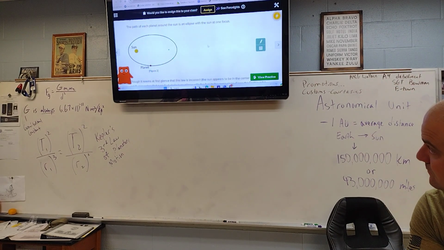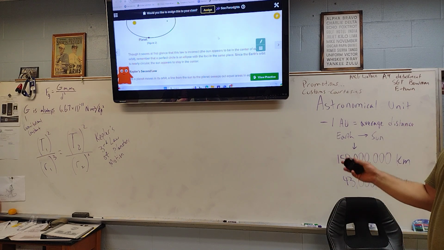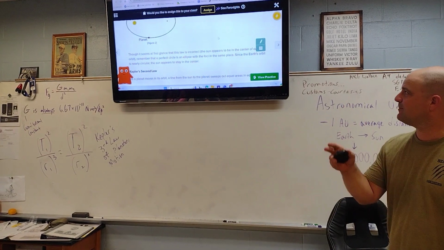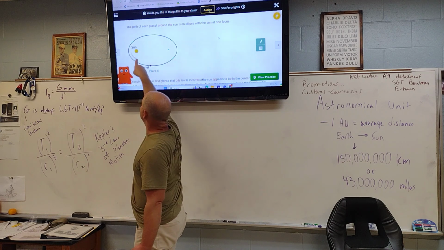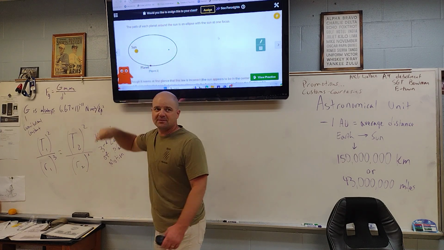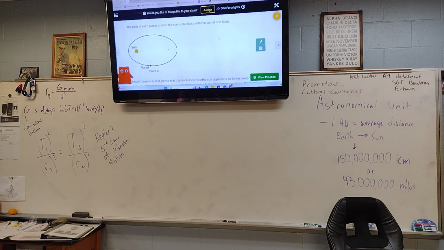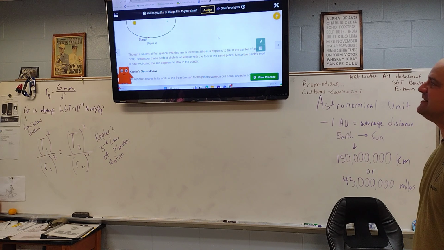Though it seems at first glance that this law is incorrect, because the sun appears to be in the center of our orbit, remember that a perfect circle is an ellipse with foci in the same place. So if it were a perfect circle, this second focus would be right on top of the other one. They'd be perfectly aligned together, and that would make it a perfect circle. Since the Earth's orbit is nearly circular, the sun appears to stay in the center.